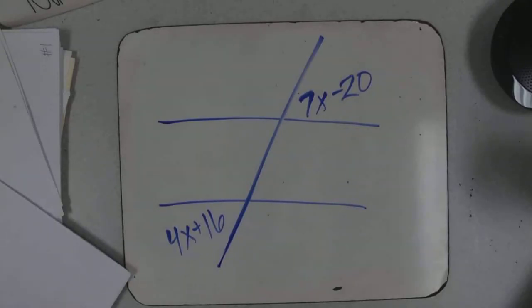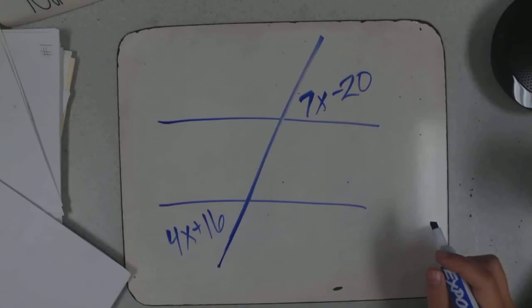Alright, so today I'm going to show you how to set up equations based on the angles that we have in front of us. This is launching right off of the four angles that we just learned: same side interior, alternate exterior, corresponding, and alternate interior. This is on page 11 in your notes packet.